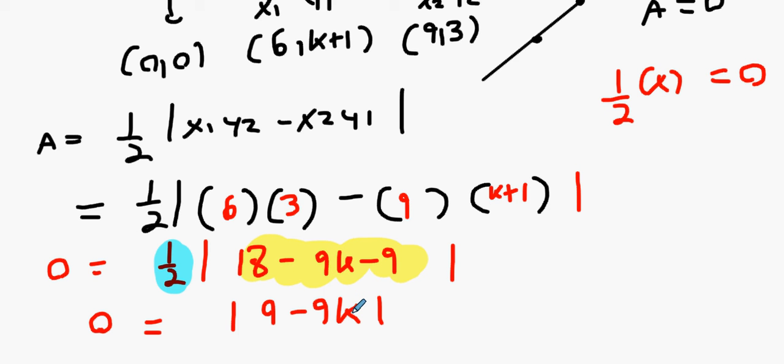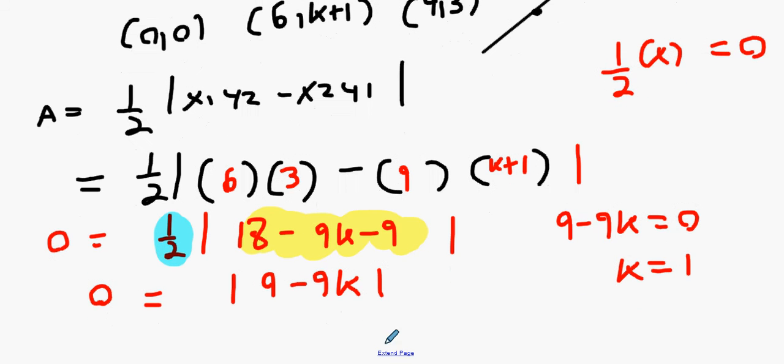Pretty obvious k is 1, isn't it? Why is k 1? Because 9 minus 9k has to equal 0. This implies k equals 1. You can square that out if you want. And you can do out your quadratic. You're going to get a perfect square, and you're going to get k equals 1. Your choice.